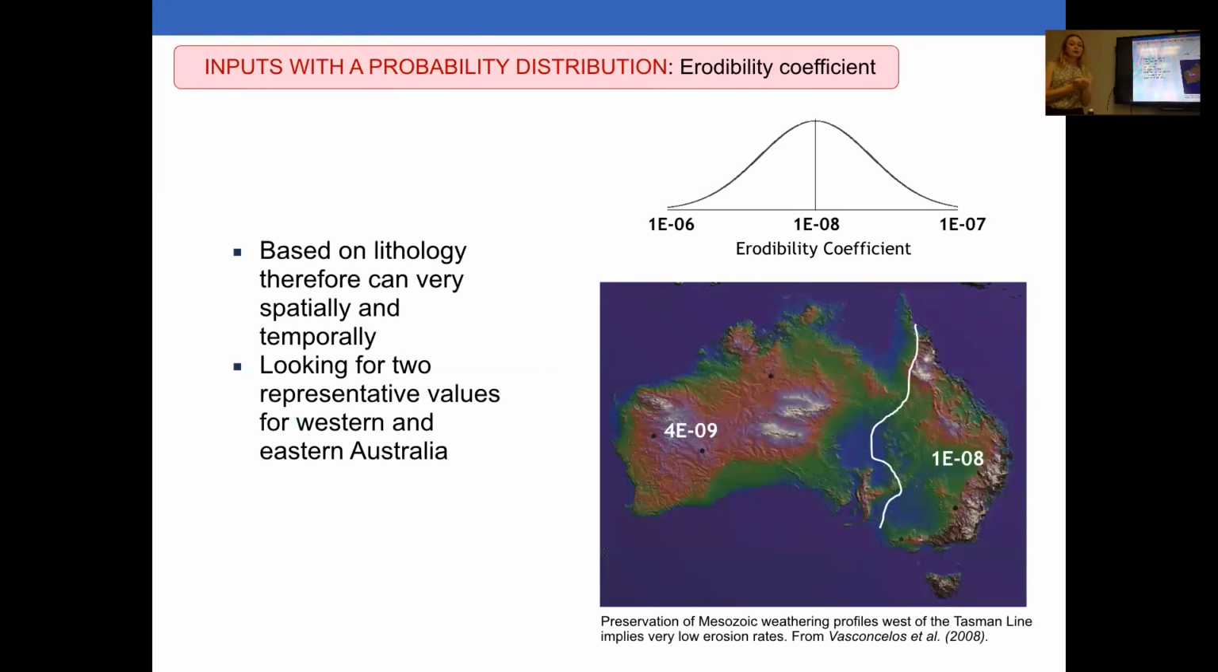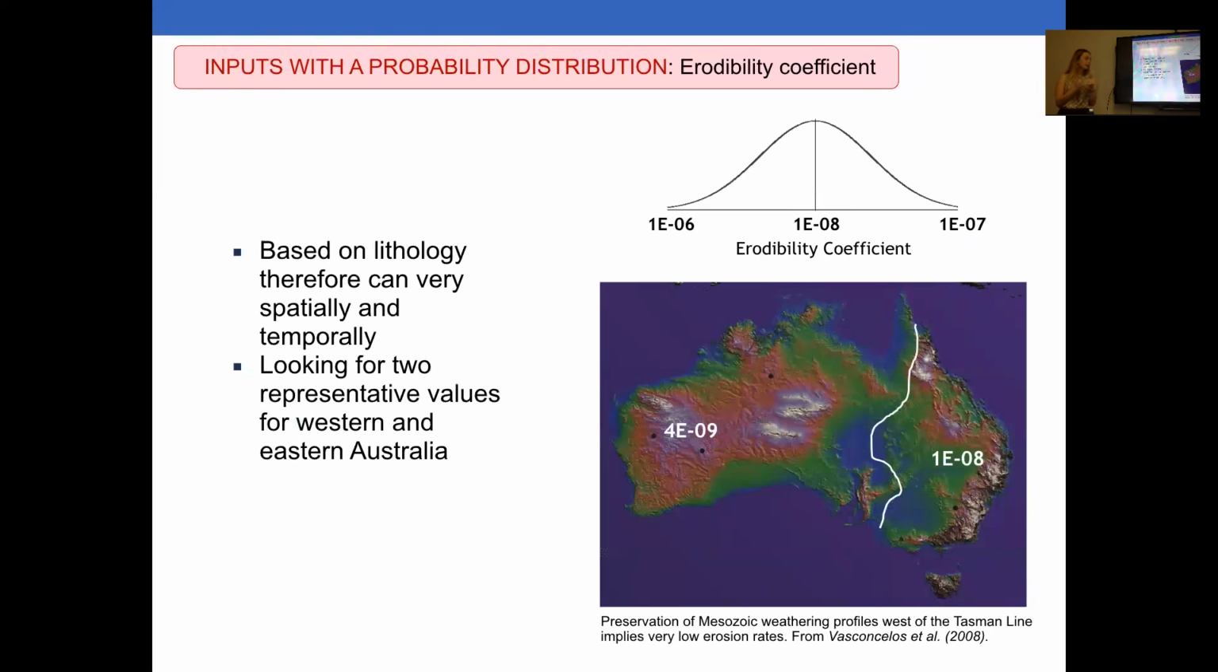And so the next one is what is called the erodibility coefficient, which essentially describes how hard or how easy it is to erode the landscape. The erodibility coefficient is based on lithology or rock type, and so in that sense, it varies spatially and temporally. What we're looking for in this model, however, is two representative values for Western and Eastern Australia, which describe how they erode over time.